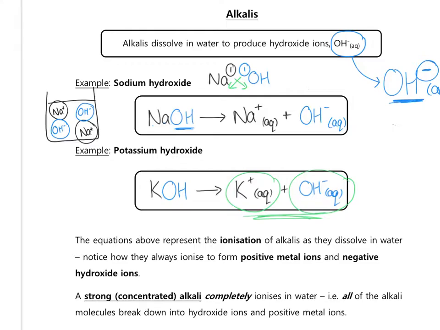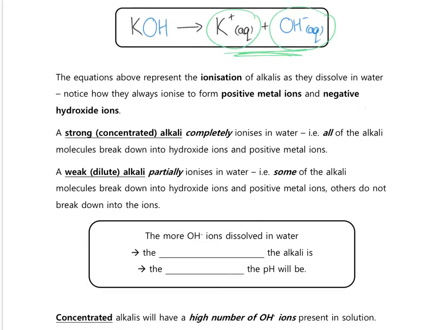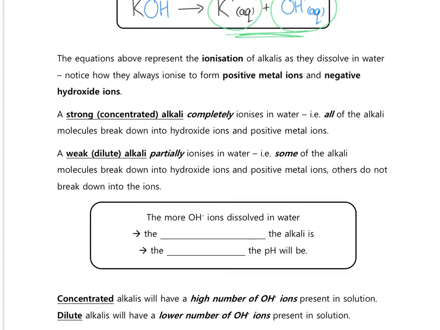And again, just like with our acids, we said that strong acids completely ionize in water to give us hydrogen ions. It's a similar story with alkalis. So strong or concentrated alkalis completely ionize in water, so all of the alkali molecules break down to give you hydroxide ions and the corresponding metal ion. Whereas weak or dilute alkali only partially ionizes in water.